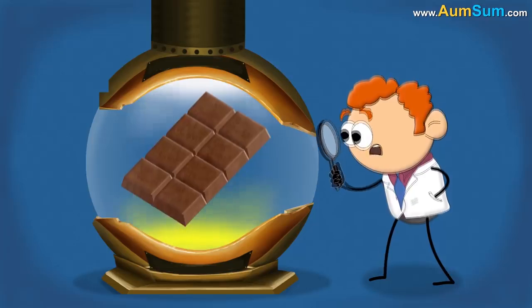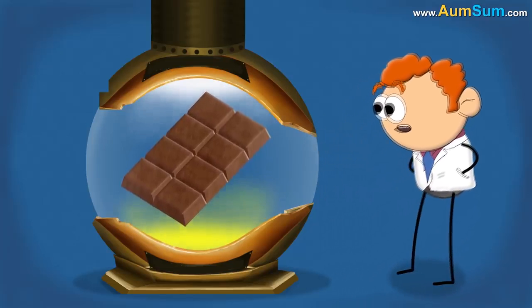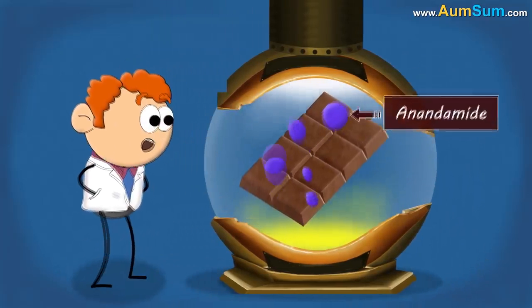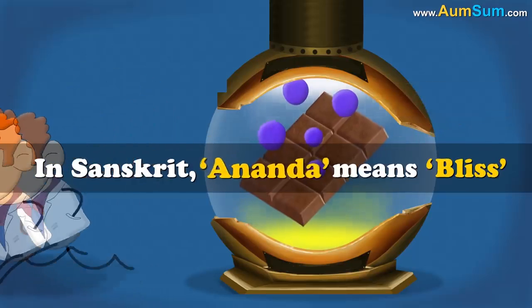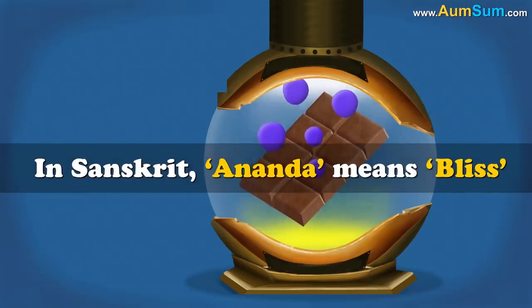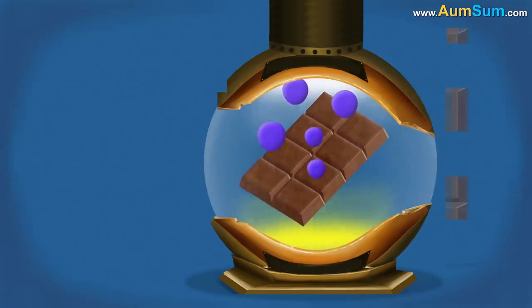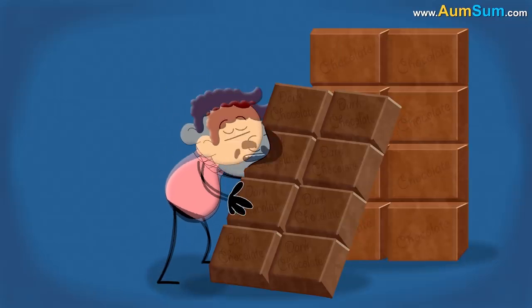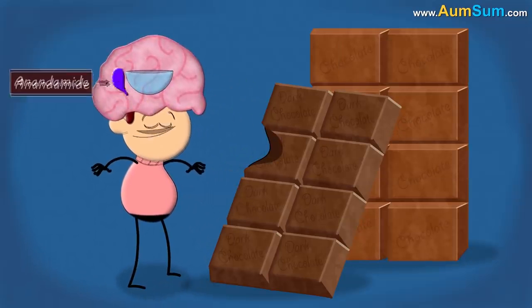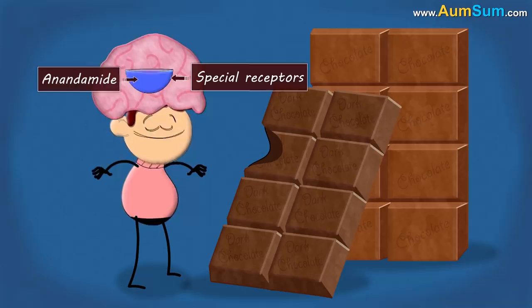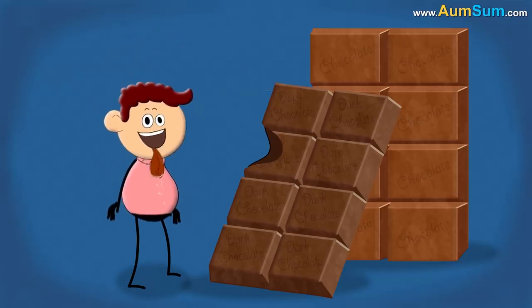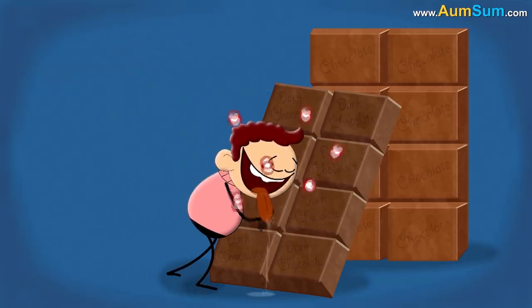Now, one of the reasons why we love chocolates is because they contain a substance called anandamide. In Sanskrit, ananda means bliss. Now, when we eat chocolates, anandamide present in them binds to special receptors in the brain, giving us bliss and joy, thus making us love chocolates.